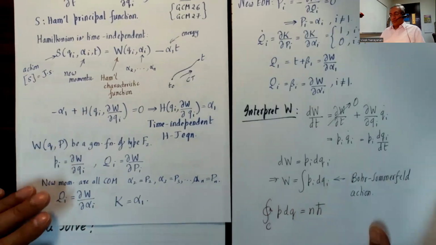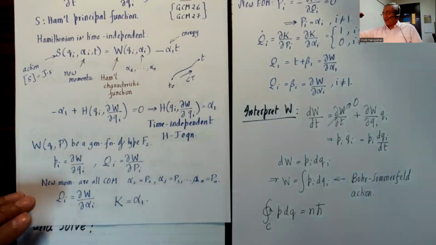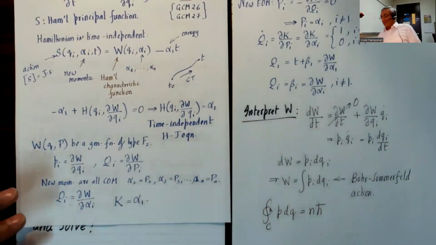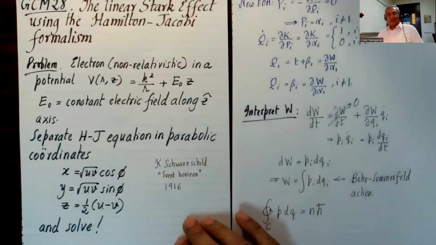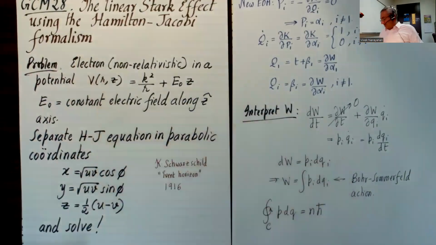All right, that's so much for the background. Now let us actually solve the problem at hand. The problem is to solve the Hamilton-Jacobi equation in parabolic coordinates after first separating it.